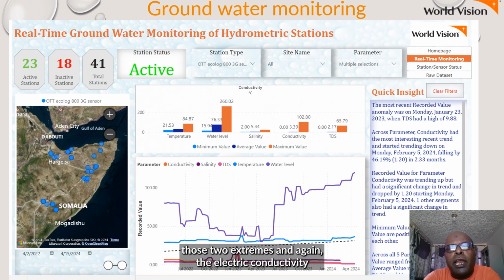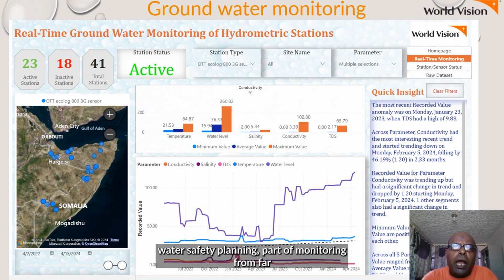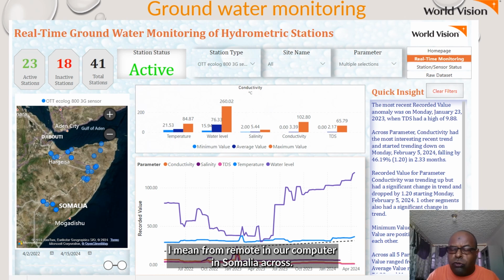And again, the electric conductivity, you see the salinity, conductivity, and TDS also part of the water quality, which we are going to analyze from remote, that can help for water safety planning, part of monitoring from far, I mean from remote in our computer in Somalia across.